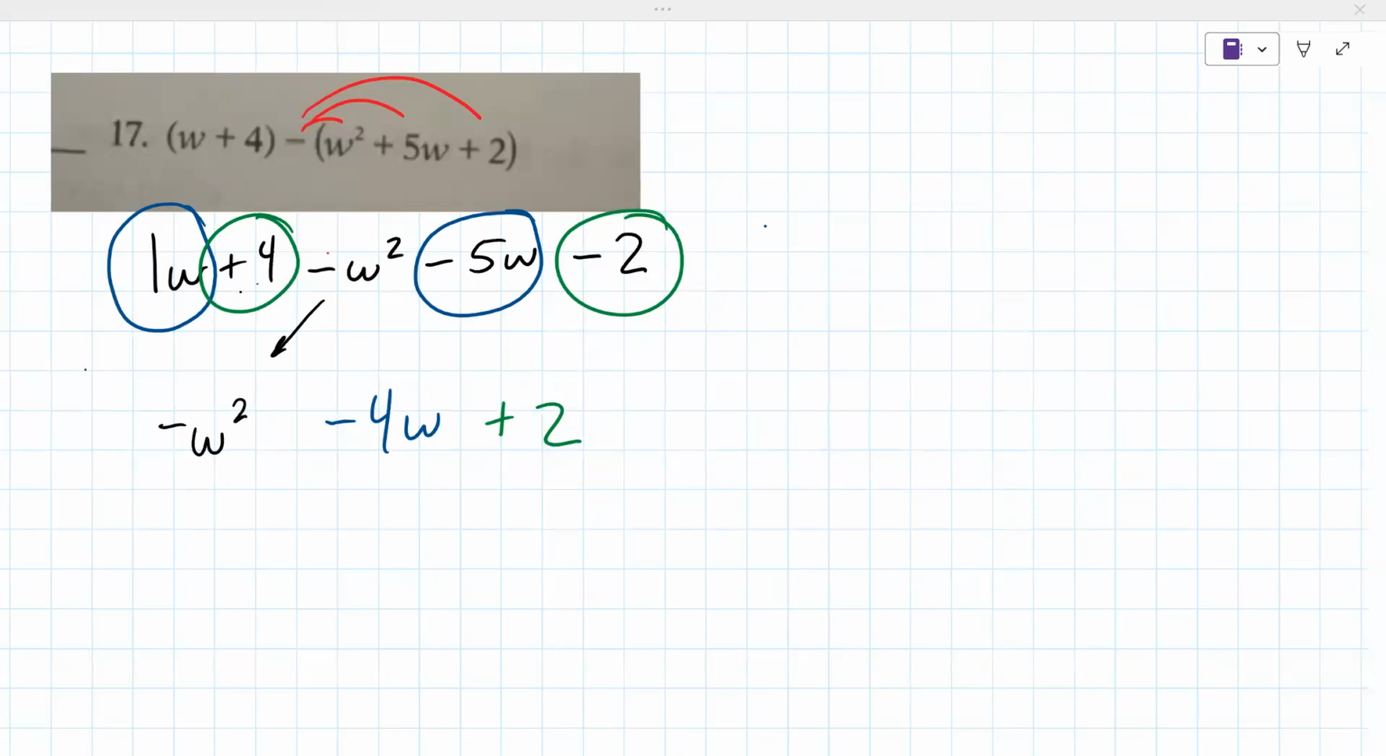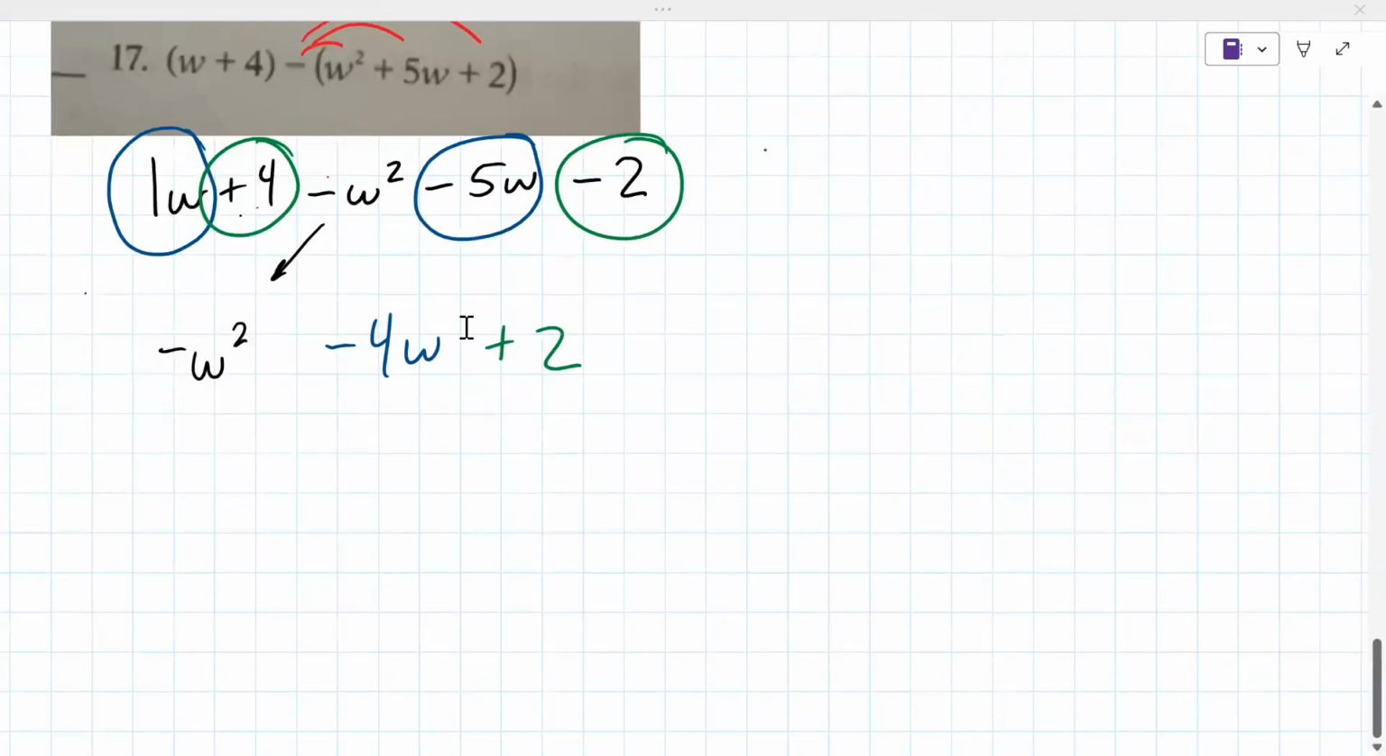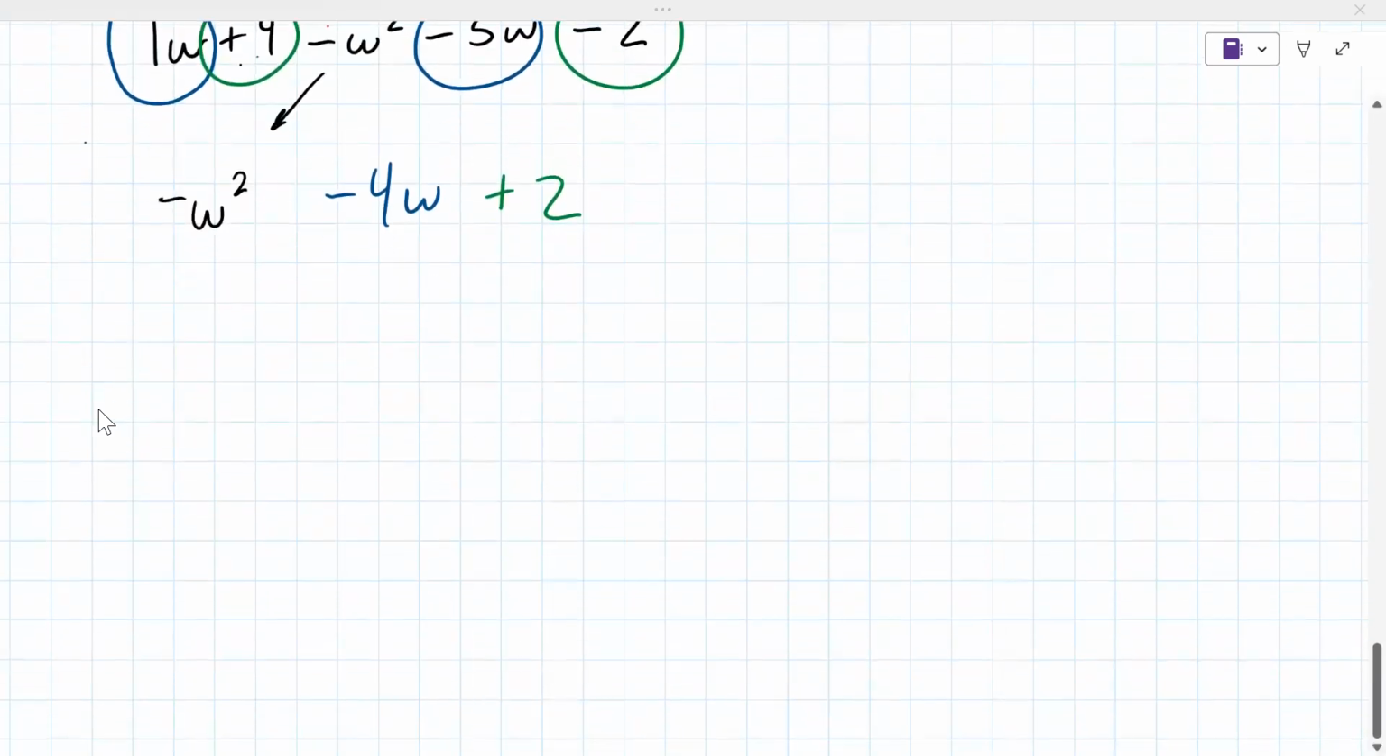It'd be nice to do more examples of these, but I know we've got to get all the way through this, so we've got to keep chugging along here.